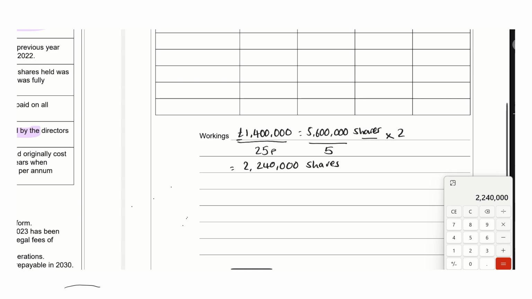Now, when you are doing a bonus share, you always have to multiply this by the nominal amount, because the value of these shares is going to be multiplied by 25p. So we're going to multiply that value, so we're going to times that by 0.25 and you get 560,000. So by issuing an extra 2,240,000 shares, the cost of this is going to be £560,000.